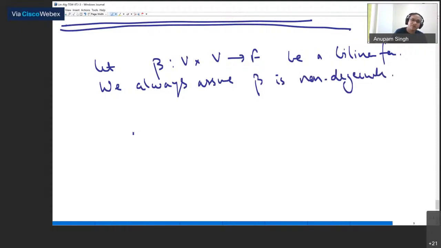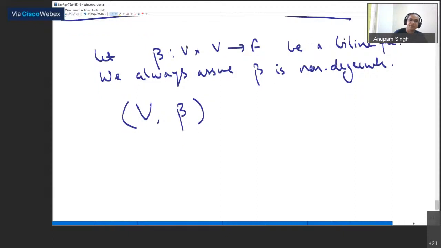So basically, I have a vector space V, and I have another structure on the vector space, which is this bilinear form V comma beta. It's not simply V. I have to think of the two things together.